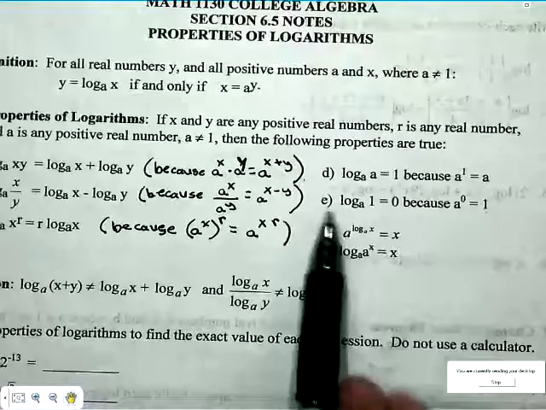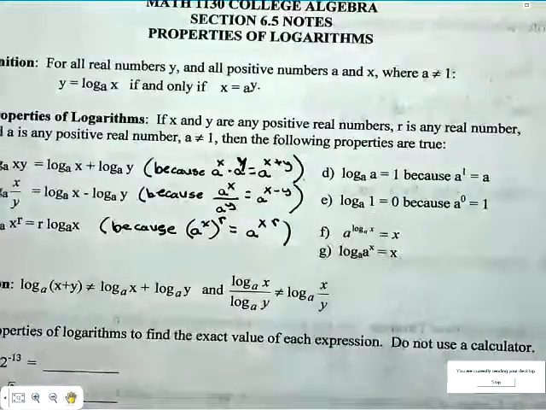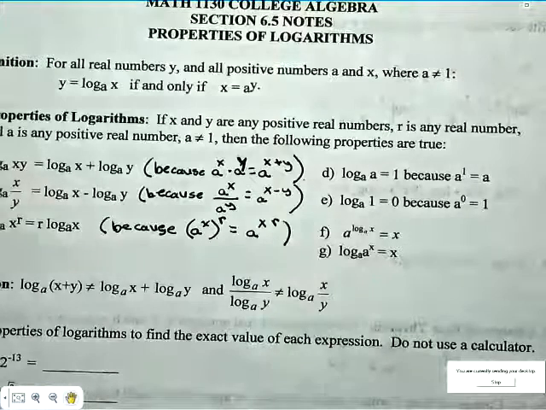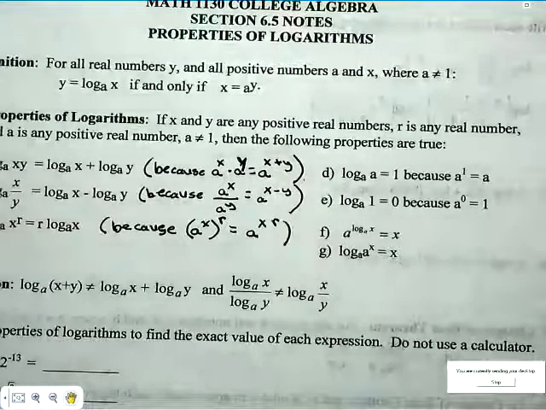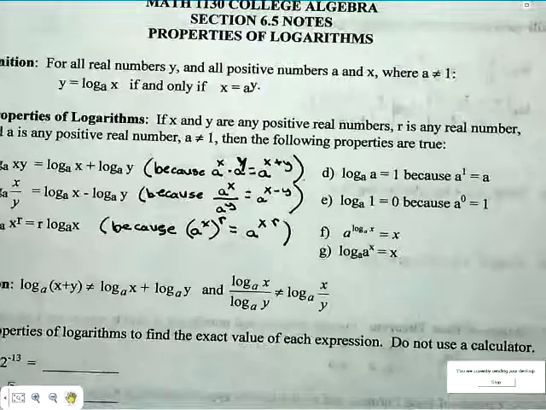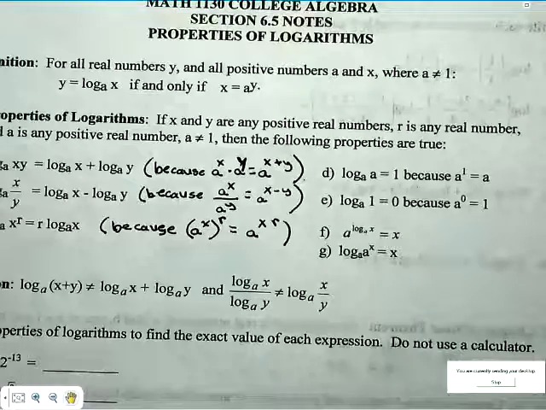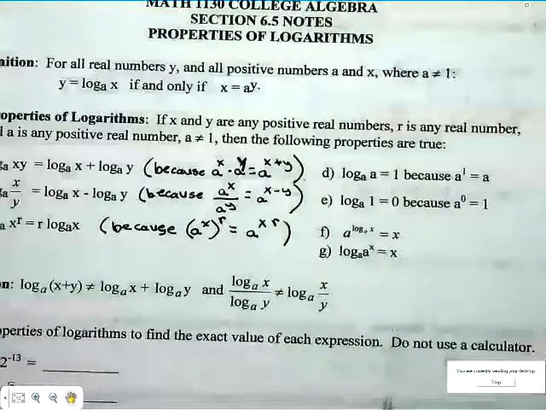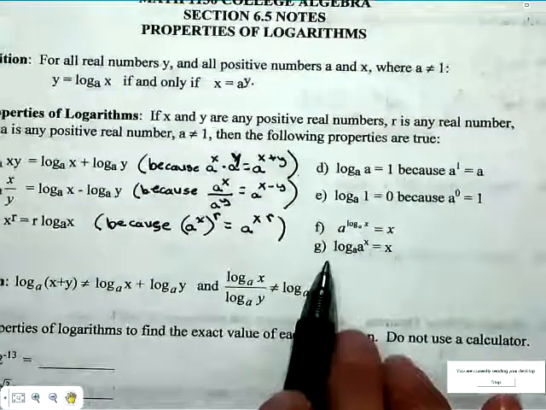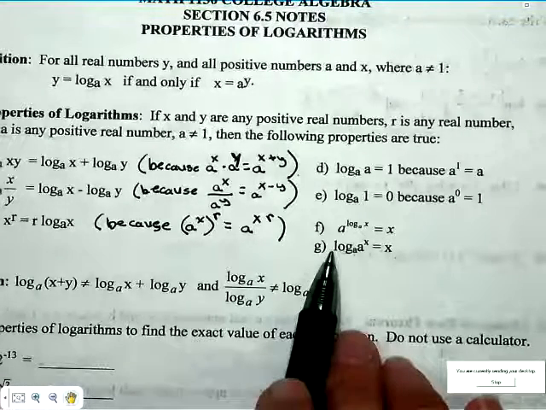So if I say, what is log base 7 of 1? What's the exponent of 7 that would give you 1? 0. What is log base 90 of 1? 0. Log base pickles of 1 is 0, because anything to the 0 is 1. And then properties F and G come from the undoing nature of exponentiating and taking logs.